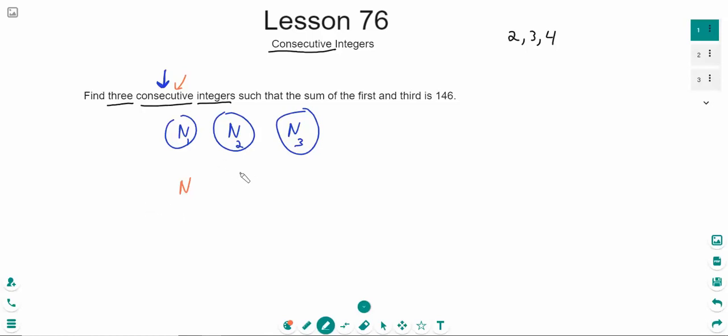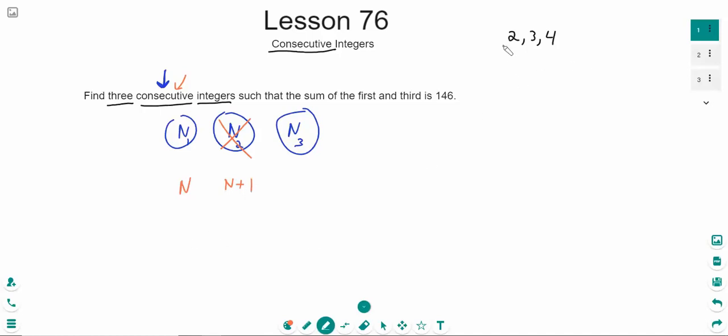All right, now we don't know what the second number is. We named it n2, n sub 2 up here, but we don't want to use another variable. So how could we write the second number in terms of the first number? And the answer is we know that these are consecutive, so the second number is simply going to be the first number plus 1, right?